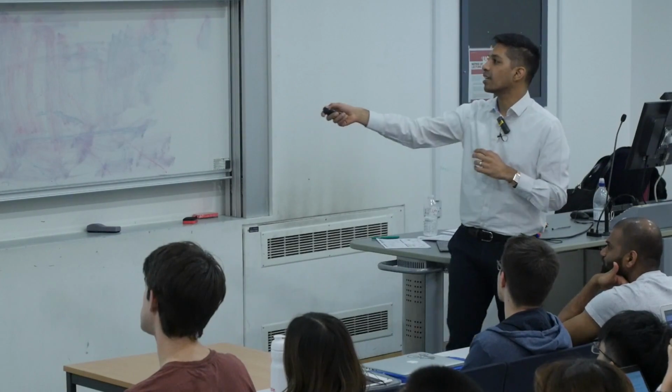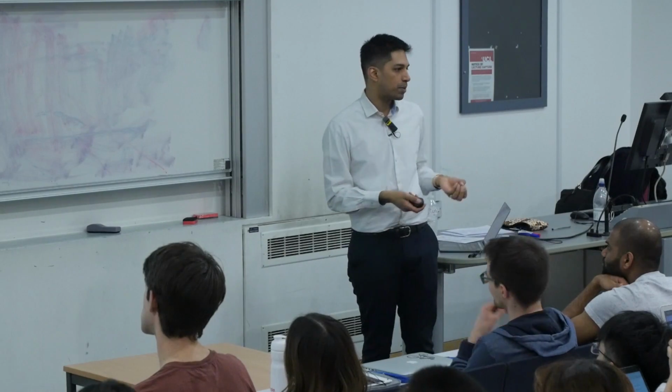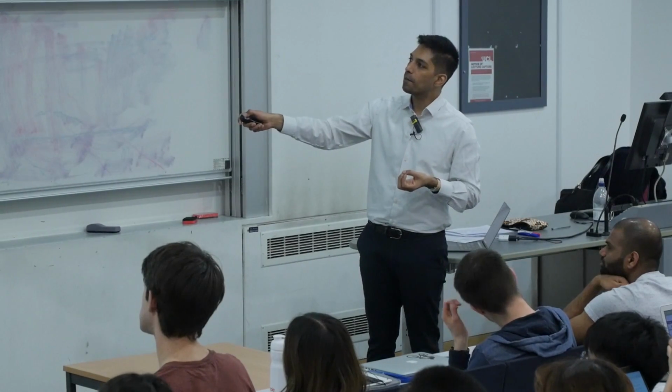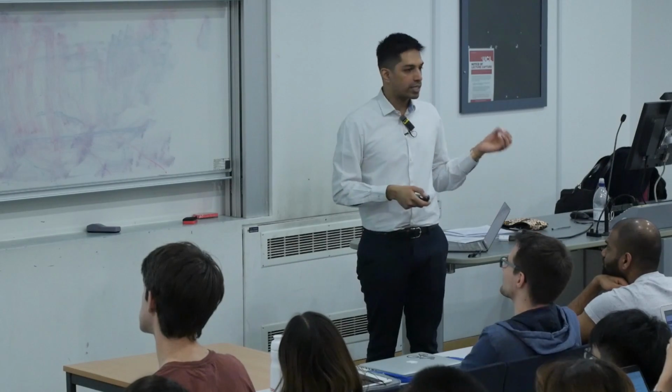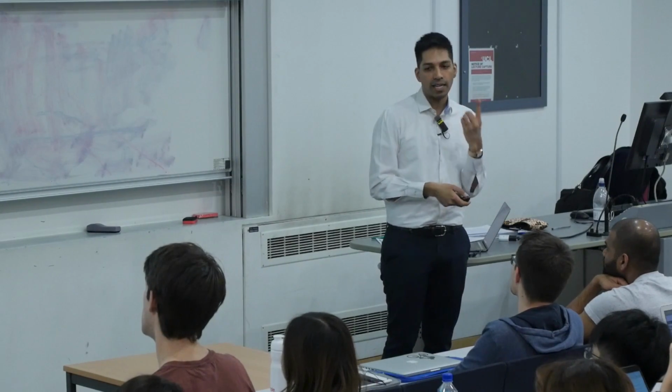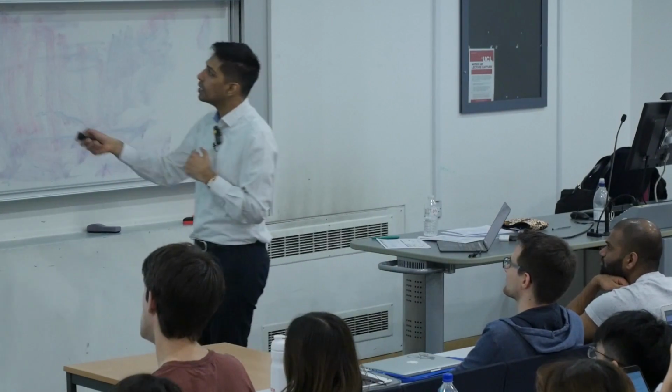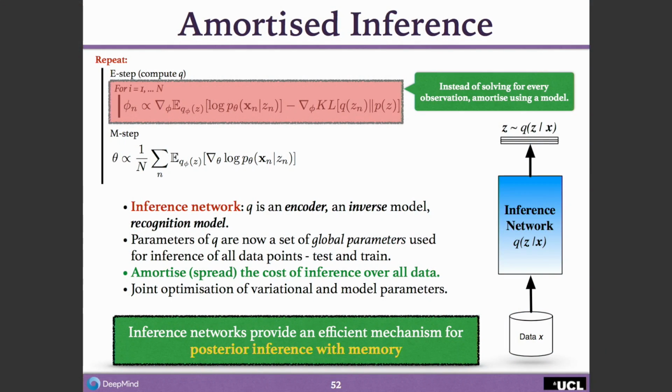We'll call this thing Q, and it will have a global set of parameters phi. It won't have parameters phi n for every data point. We'll have one set of parameters phi that will apply to all the data points, right? And that's the point of having these inference networks. And the parameters of Q are now no longer global per data point parameters that you have to do optimization for. They are actually a global set of parameters that are applicable to both training and test time.